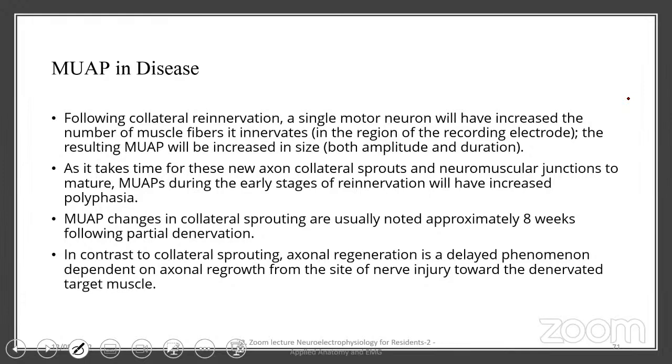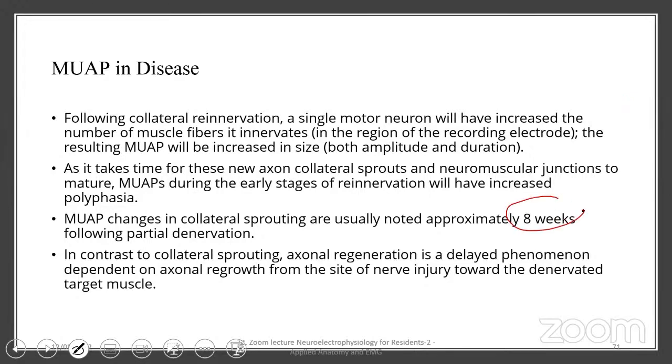That means giant MUAP. As it takes time for these new axon collateral sprouts and neuromuscular junctions to mature, the early stages of reinnervation will have increased polyphasia. So giant MUAP suggests neuropathic pattern. MUAP changes in collateral sprouting are usually noted approximately 8 weeks following denervation.